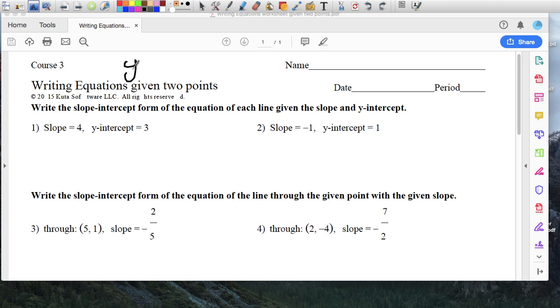So the equation of a line is this, right? Where y and x represent the coordinates of a point that you can substitute in here, with the slope and with the y-intercept. So in this case, I know that the slope is 4 and the y-intercept is 3, so this is just y equals 4x plus 3.